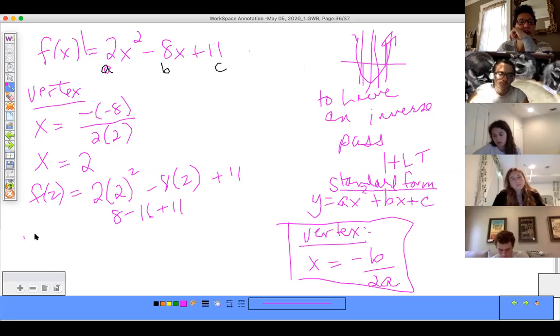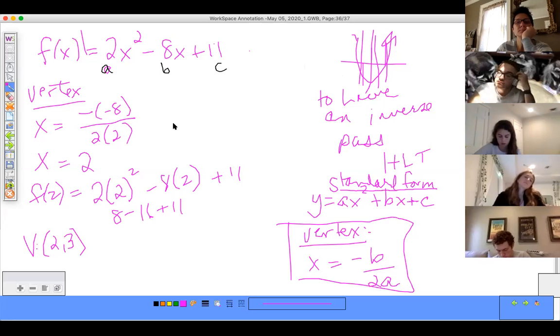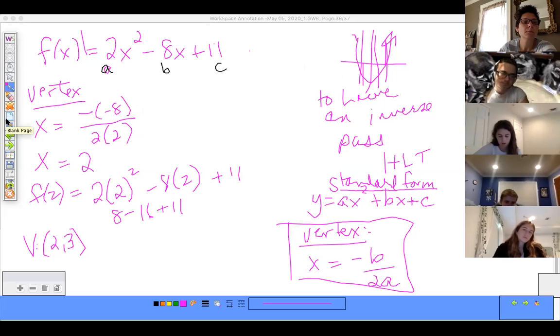So our vertex is at 2, 3, which means true or false, will this function have zeros? No, it won't have real zeros, right? Because it's going to be where? Above that x-axis. Yeah.